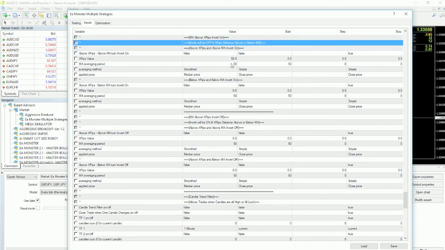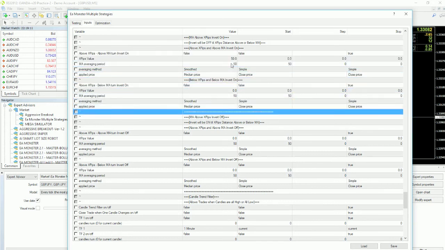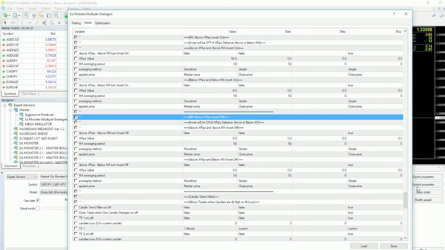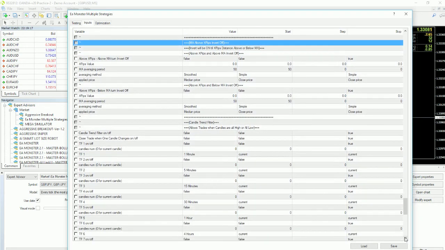Just because I don't provide setting files for all these doesn't mean they don't work. They do work. I just don't use every strategy. I've tested them, they work, and I move on to another strategy. Okay, here's another one. MA above pips. The moving average above a certain distance and the invert will be off.